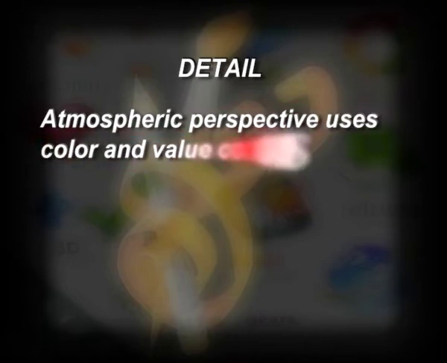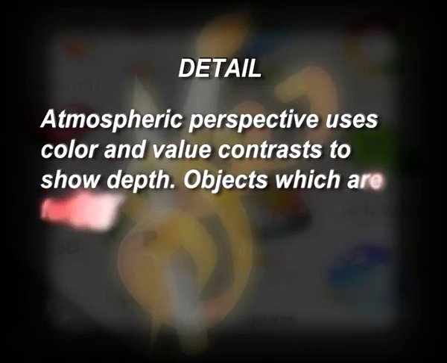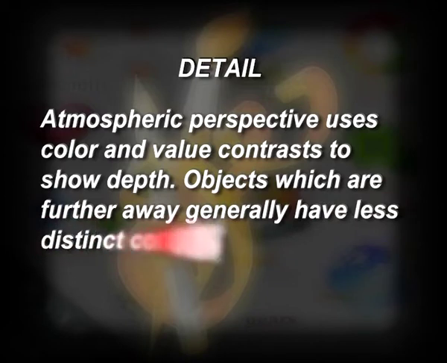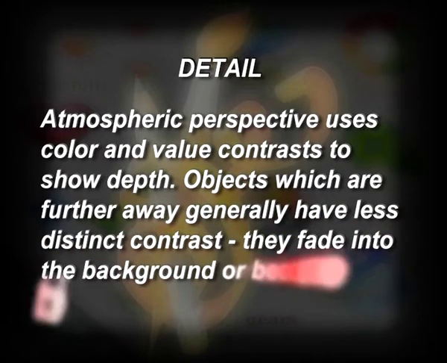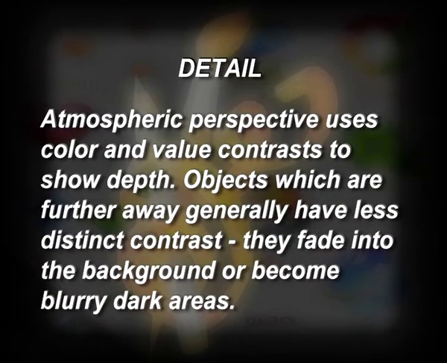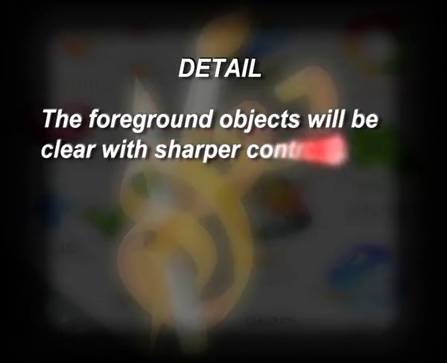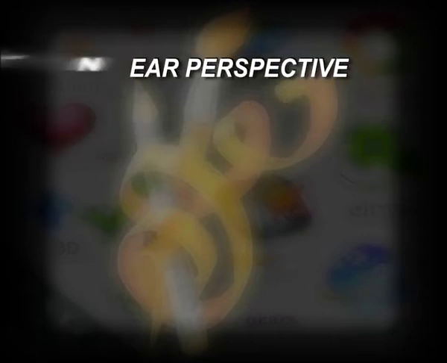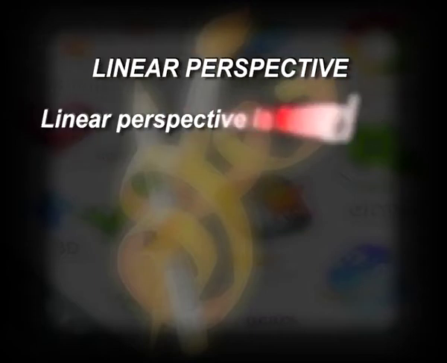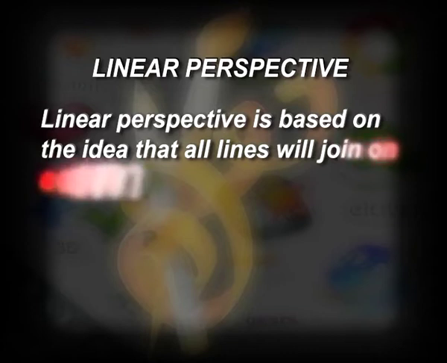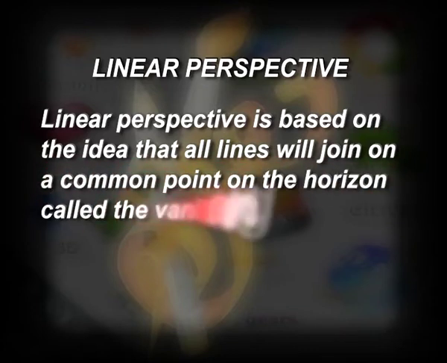Detail. Atmospheric perspective uses color and value contrast to show depth. Objects which are further away generally have less distinct contrast. They fade into the background or become blurry dark areas. The foreground objects will be clear with sharper contrast. Linear perspective. Linear perspective is based on the idea that all lines will join on a common point on the horizon called the vanishing point.